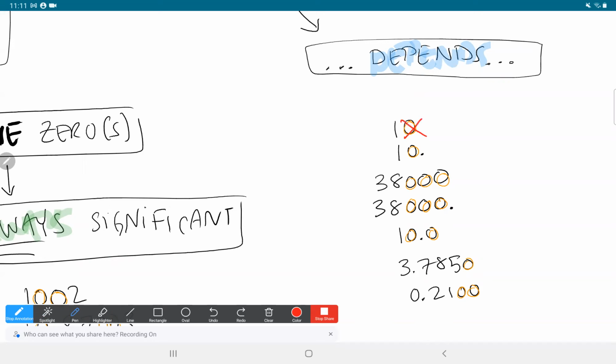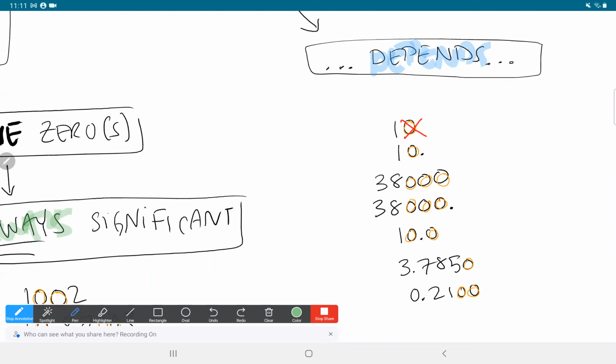That one is not significant because you are not certain, because 10 could be a rounded number. That could have actually been 8, but you rounded it up to 10, or it could have been 12 and you rounded it down to 10. So that is not a significant figure. So the number 10 only has one significant figure.